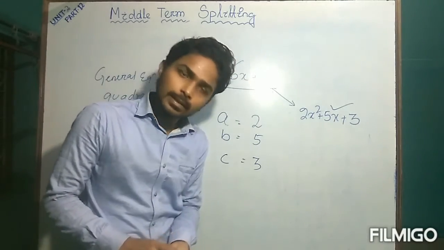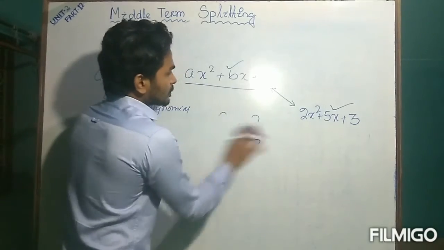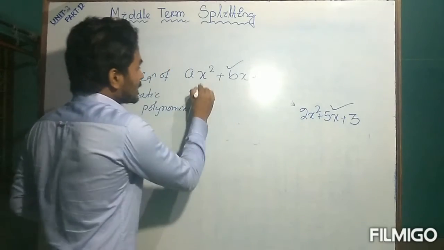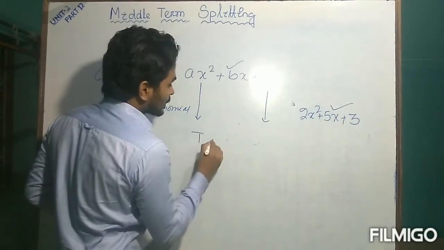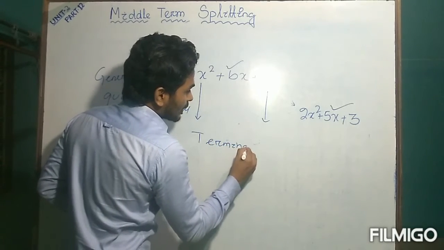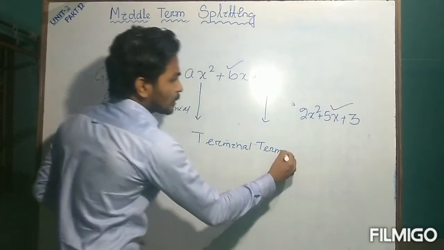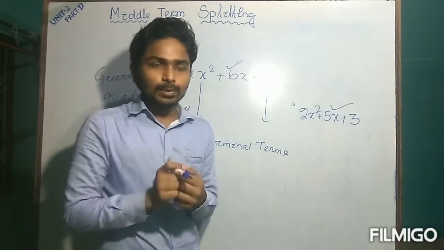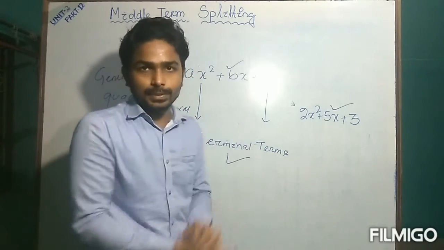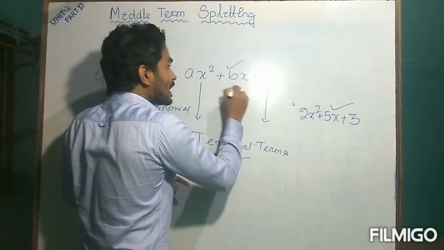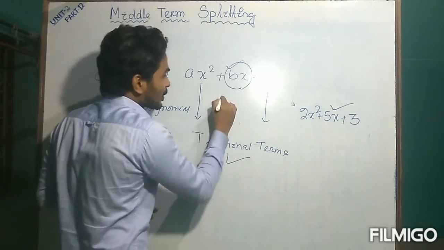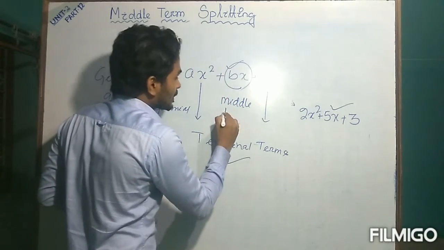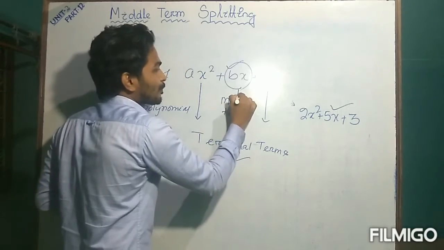Now you can see this quadratic polynomial has 3 terms. These two are the terminal terms. Terminal means they lie at the two ends, so that is why they are known as terminal terms. Besides these two terms there is another term, which is known as the middle term because it lies in the middle.